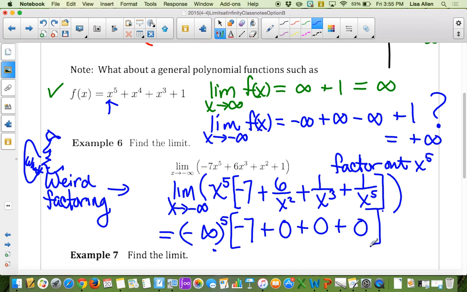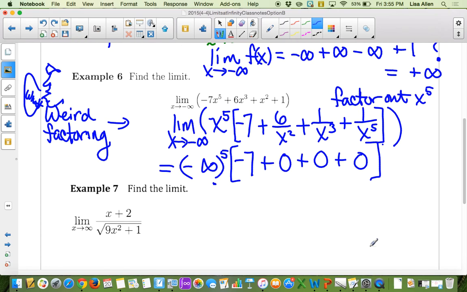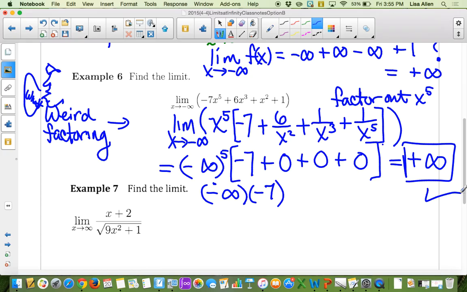So now, let's see what we have now. We have negative infinity times negative 7. I'm going to put this negative infinity because negative infinity to the fifth is negative infinity times negative 7. This all turns out to be then positive infinity. So now we have our limit. So our limit is positive infinity. Let me box it up and put it in a nice color here. So our limit is positive infinity.